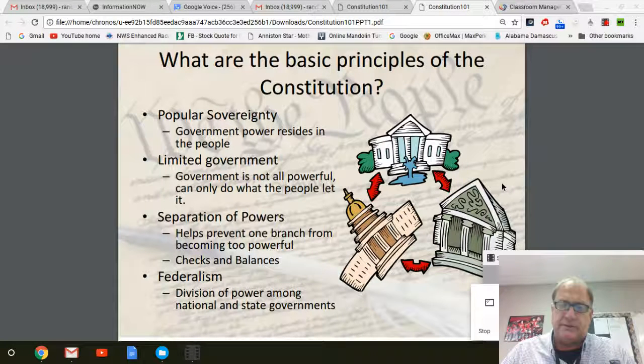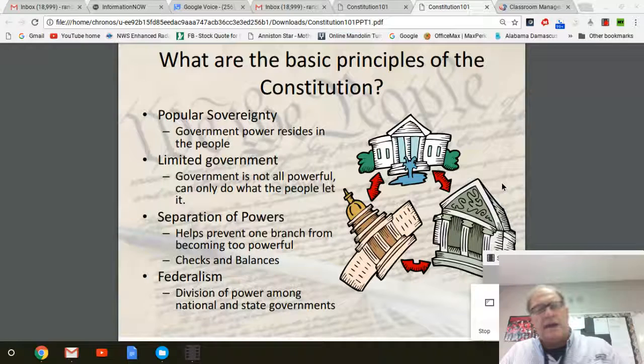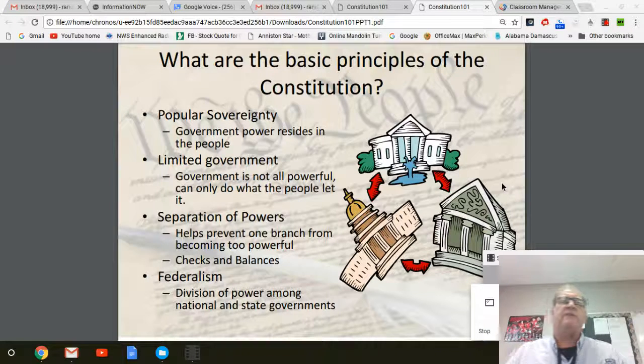Last but not least, federalism. Federalism is a unique governmental system where power is shared between the national and state governments. Unlike confederalism, which existed under the Articles of Confederation, the states' governments are not sovereign and independent. However, they do have several reserved powers and rights under the federal system.